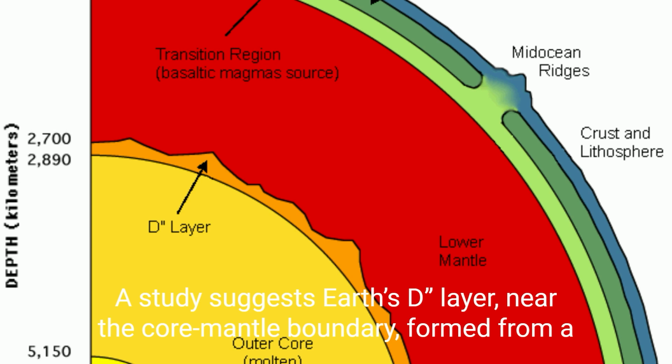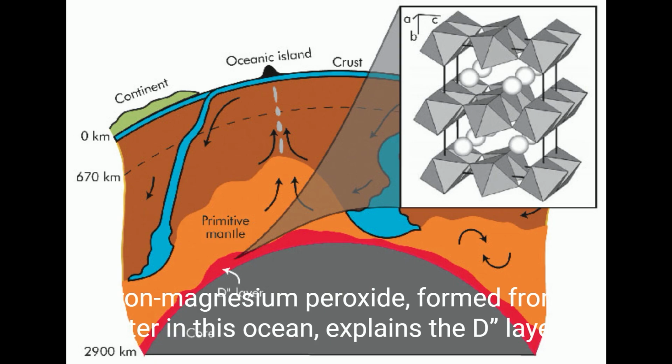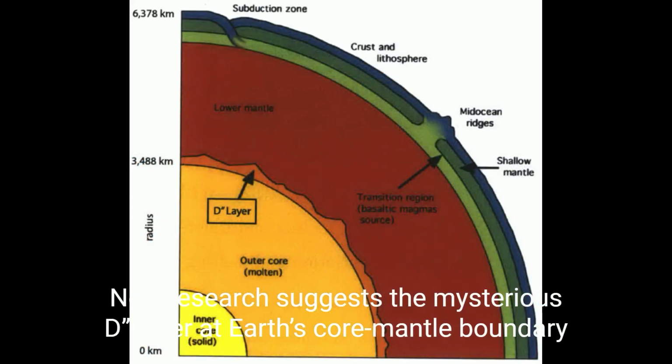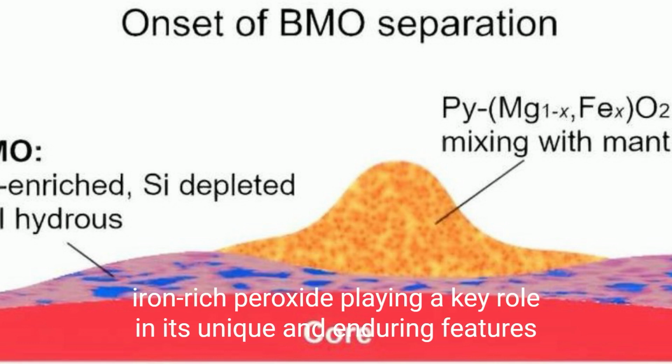A study suggests Earth's D layer near the core mantle boundary formed from a magma ocean created by a massive impact. Iron-magnesium peroxide, formed from water in this ocean, explains the D layer's unique composition and heterogeneity. New research suggests the mysterious D layer at Earth's core mantle boundary might have formed from remnants of an early colossal impact, with iron-rich peroxide playing a key role in its unique and enduring features.